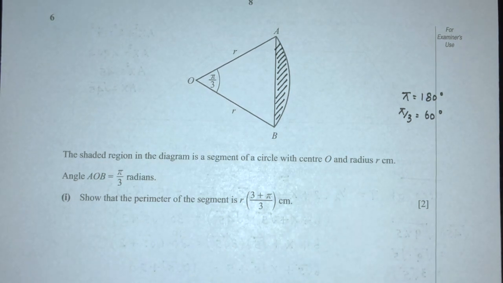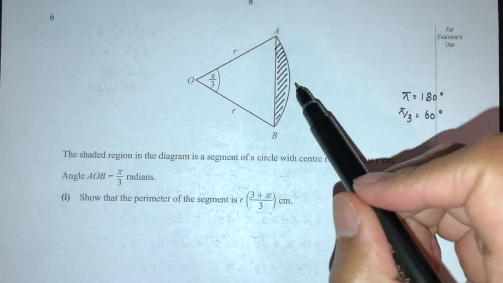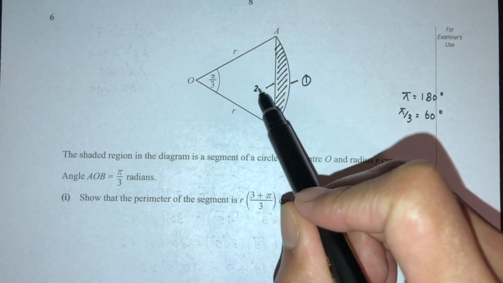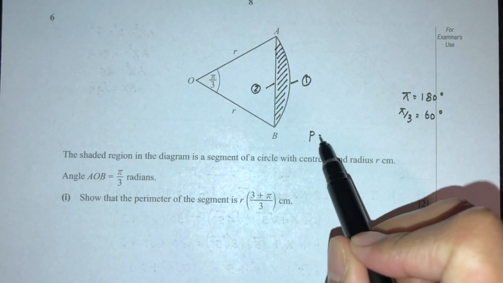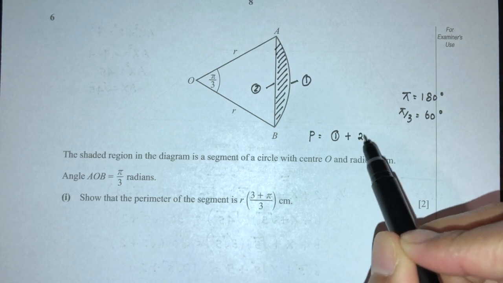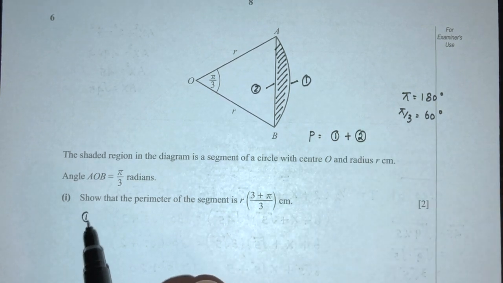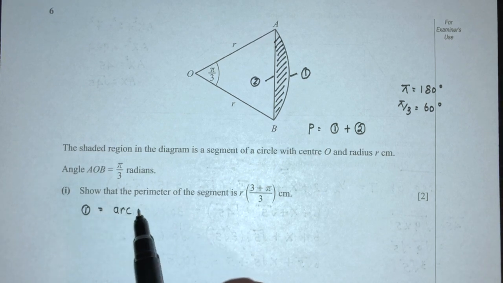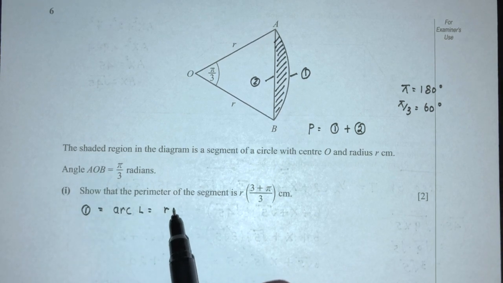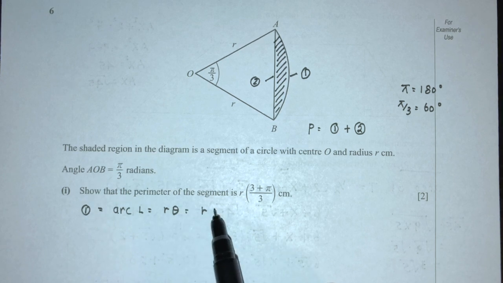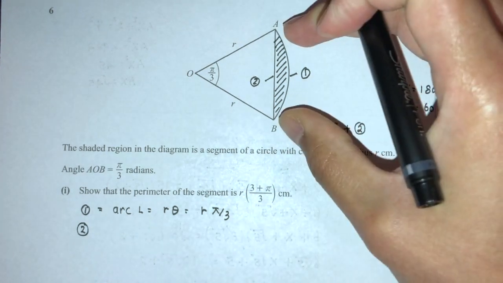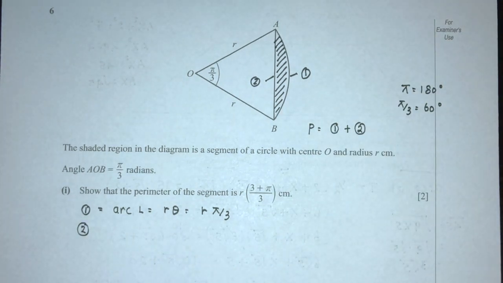So how do you find the perimeter? Perimeter is a distance around this region. It will be the length of arc plus the length of this chord. So perimeter is number 1 plus number 2. So how would you find number 1? The length of arc is found by using your formula. Arc length is r times the angle. r is r, angle is pi by 3. Now number 2 is the length of this chord AB. So how can you find AB?